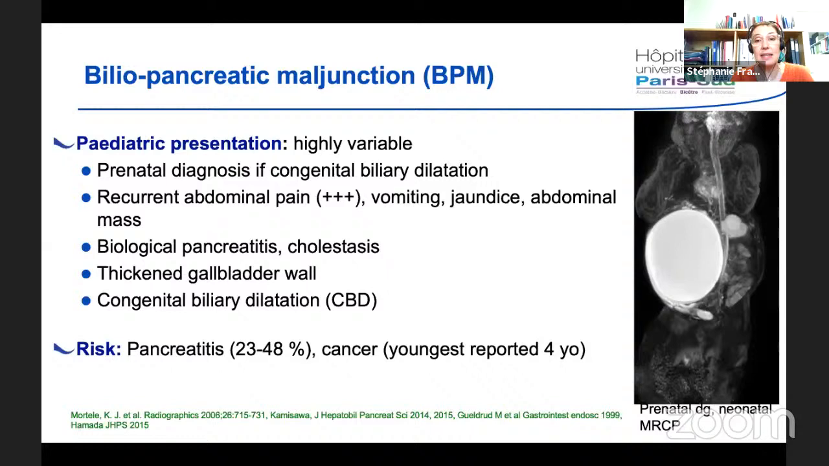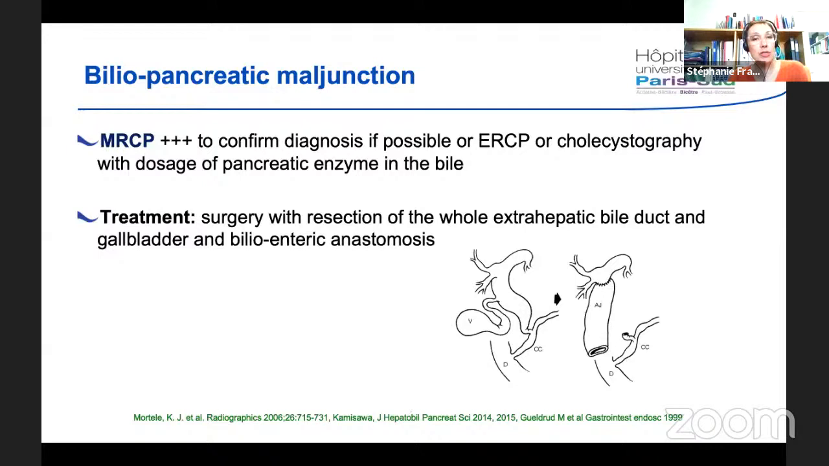Usually we use MRCP to confirm the diagnosis, or ERCP, or you may do cholecystography with dosage of the pancreatic enzymes in the bile. The treatment is surgery with the resection of the whole extrahepatic bile duct and the gallbladder and a bilioenteric anastomosis, especially because of the risk of cancer. So keep in mind this pathology.